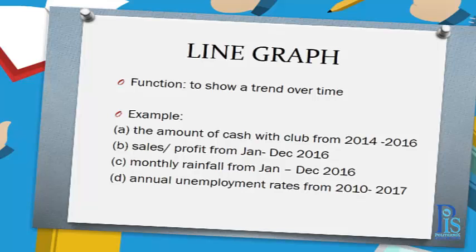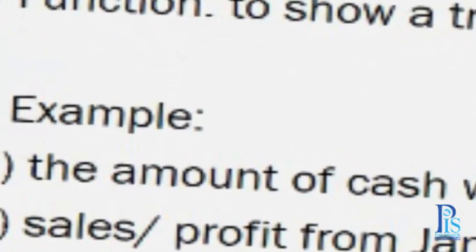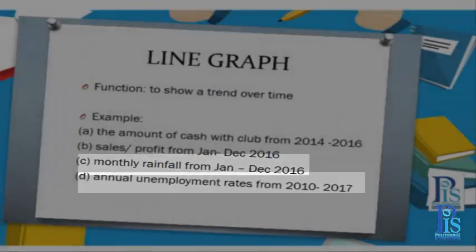Now, since the line graphs are normally used to track changes over short and long periods of time, you might want to use a line graph if you want to show a trend over time, or if you have information that changes continuously over time. For example, the amount of cash, sales or profit, monthly rainfall, and annual unemployment rates.